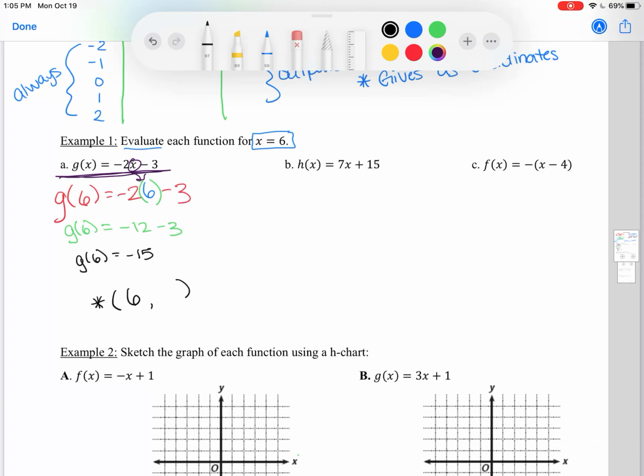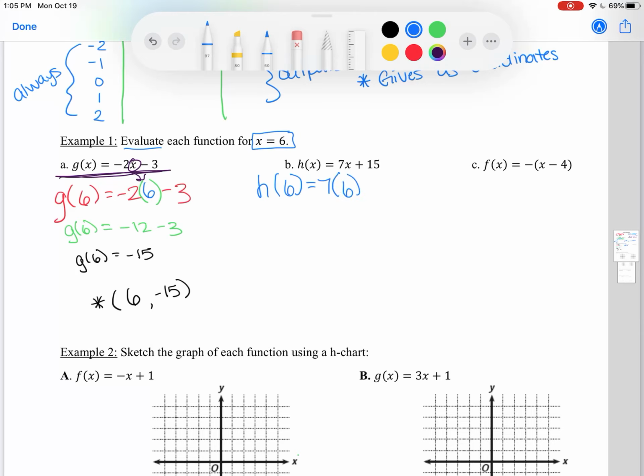All right, more importantly, this tells us a coordinate now. And that coordinate is always the x value that you used. So we're going to say 6 in my x position. And then the -15 will now be my y value. And so based off of plugging these values in, I can find coordinates. And when I have coordinates, I can then make my graph.